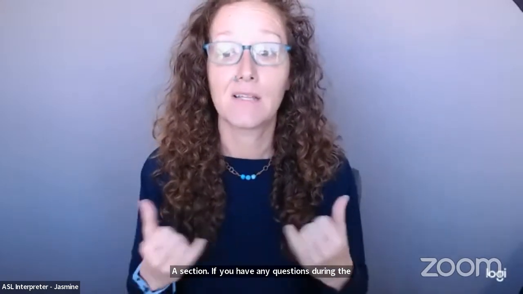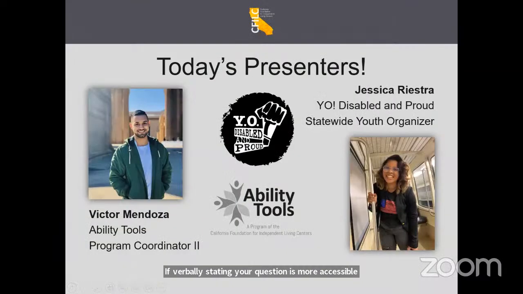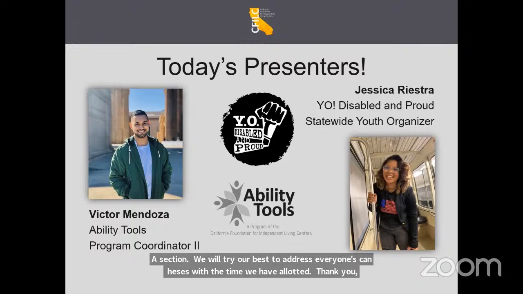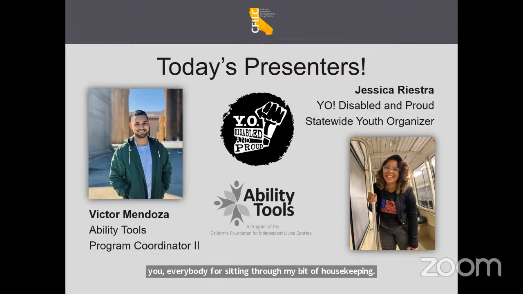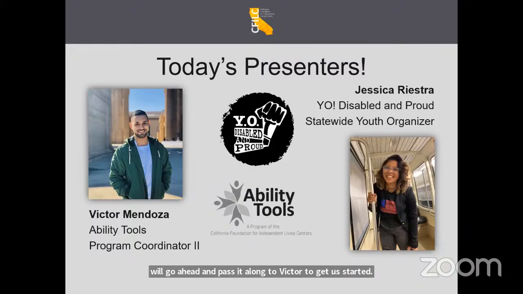Today, me and my colleague will be presenting on different iOS accessibility features and apps. My name is Victor Mendoza. My pronouns are he, him, and I am the Ability Tools Program Coordinator 2. On this slide, there is a picture of myself in an outdoor setting. I am wearing a white shirt and a green jacket. I have brown skin and black hair. Next to my picture, there is an Ability Tools logo. Today, I will be sharing some fun accessibility apps that are available to iOS users. I will now hand it over to our other presenter.